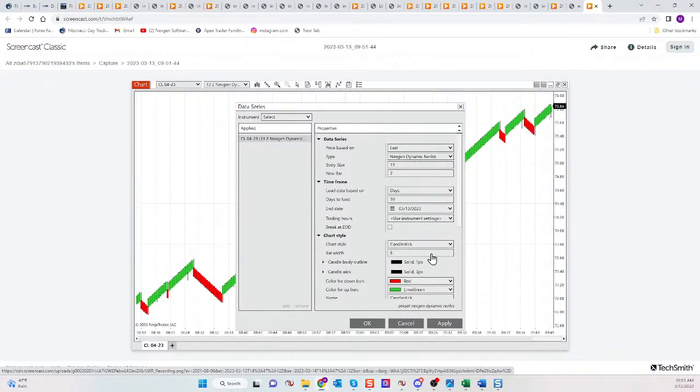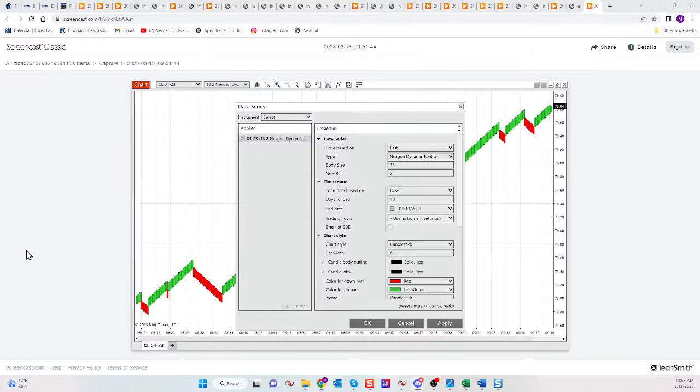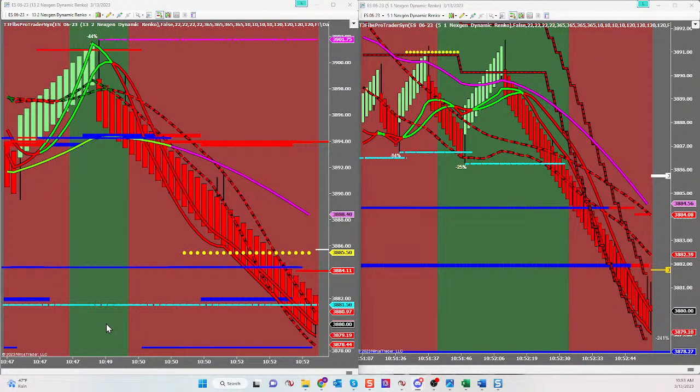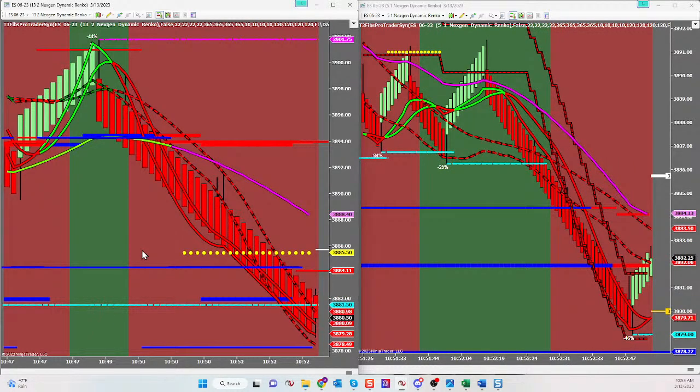All right, so Ziba, all you need now is a template. Right click. Template. Load. 13.2 Renko. Awesome. Bobby, have a good time.